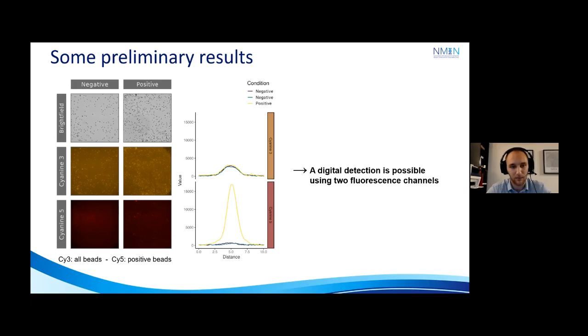So I'm showing the intensity in Cyanin-3 on top or Cyanin-5 on the bottom of a representative bead. And as you can see, all beads, positive and negative, have the same intensity in Cyanin-3, but only positive beads show a strong signal in Cyanin-5. So we can do a digital detection using two fluorescent channels. It works. Now the question is, can we do it with an analyte?